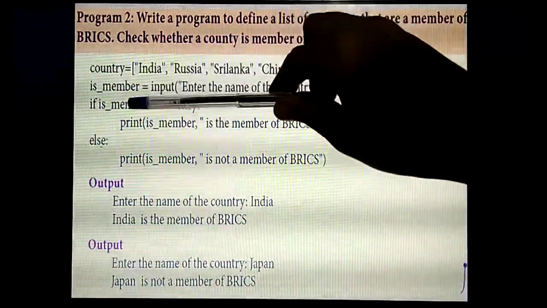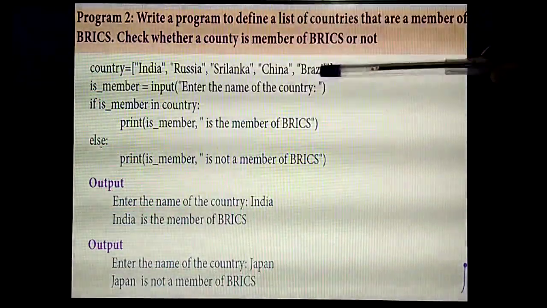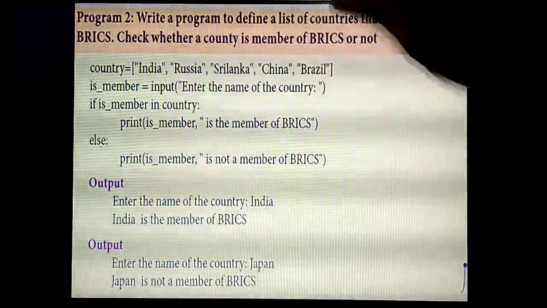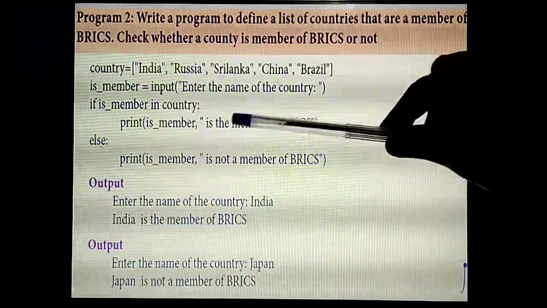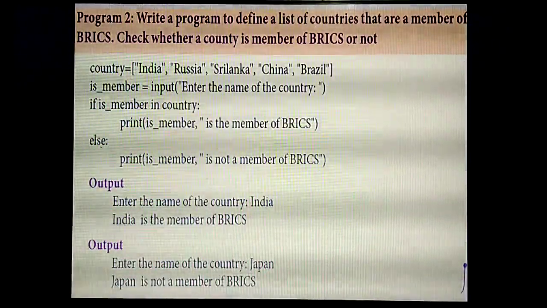Which variable is it? is_member in country. What's the value of is_member now? India. India is present in country. Yes, India is present in the country. So what output will you get? India is a member of BRICS.